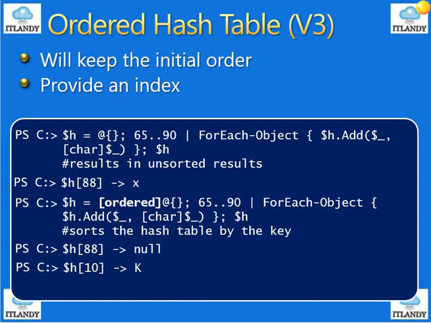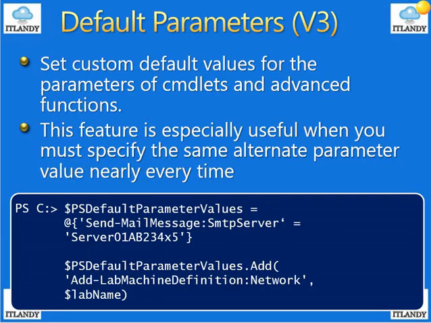This is an improvement with v3 and above, which will keep the initial order, providing indexing, and you can see that in very basic examples, and change it and do the order as you wish. Result either sorted or unsorted, ascending, descending, and by the key itself, and you can see any value more than or less than or equal to, and so on. And more examples around this, like the parameters, again v3 and above.